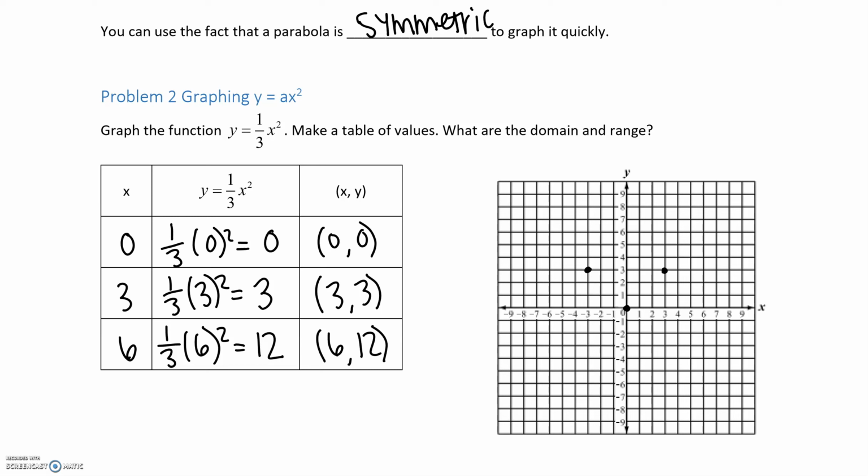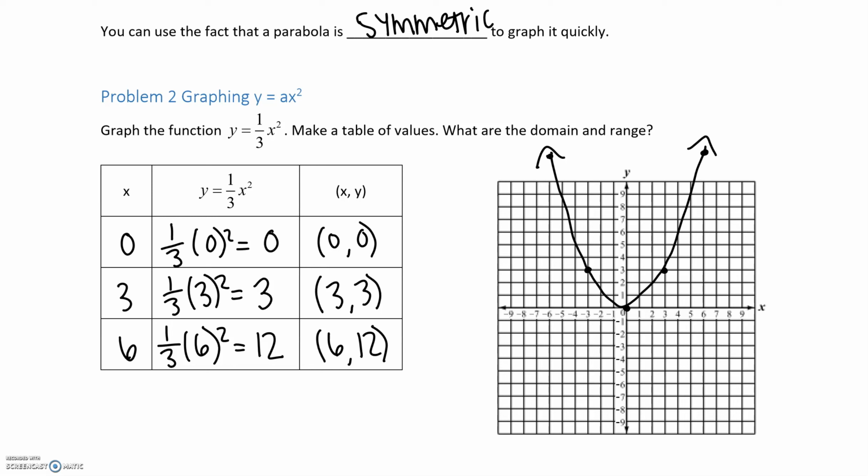Okay, so I'm going to go over all the way to 6 and up to 12. We need to go a couple spaces above. Okay, so I'm going to estimate 12 is going to be right there. And then we're going to go to our -6 and up to 12. Okay, so when I graph this, it's going to look like a U shape. It's just going to keep going up.